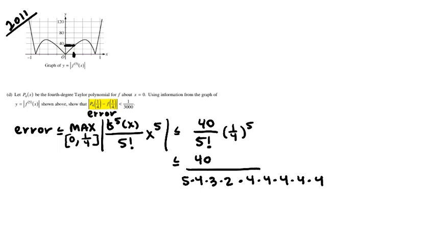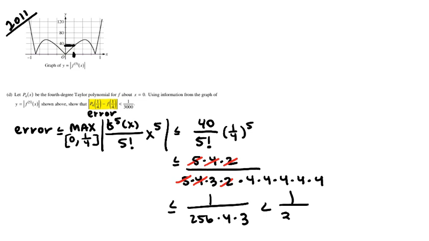Okay, and so what I'm going to do is I'm going to take this 40, and I'm going to turn it into a 5 times 4 times 2, right? That's what 40 is, 8 times 5. And I'm going to start to cancel stuff off. I've got the 5s, I've got the 4s, I've got the 2s, and then I've got basically 5 powers of 4 makes 256. And I've got 4 powers of 4 is 256, times 4 times 3, is clearly less than 1 over 3,000.